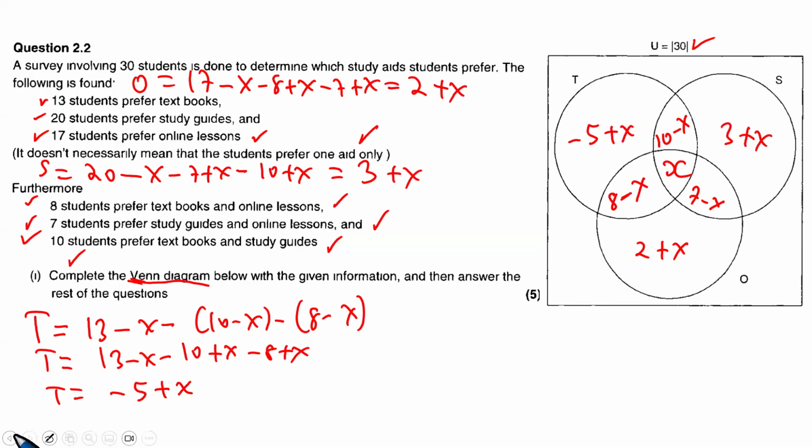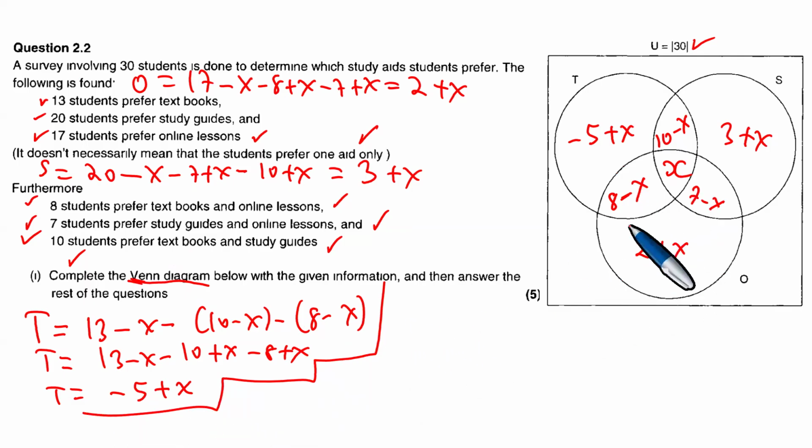Right, so you need to complete the Venn diagram using the given information and then answer the rest of the questions. To do that, we also need to find x in the Venn diagram. What is x in this particular question? We proceed to find x as follows. Let us find the numerical value of x.